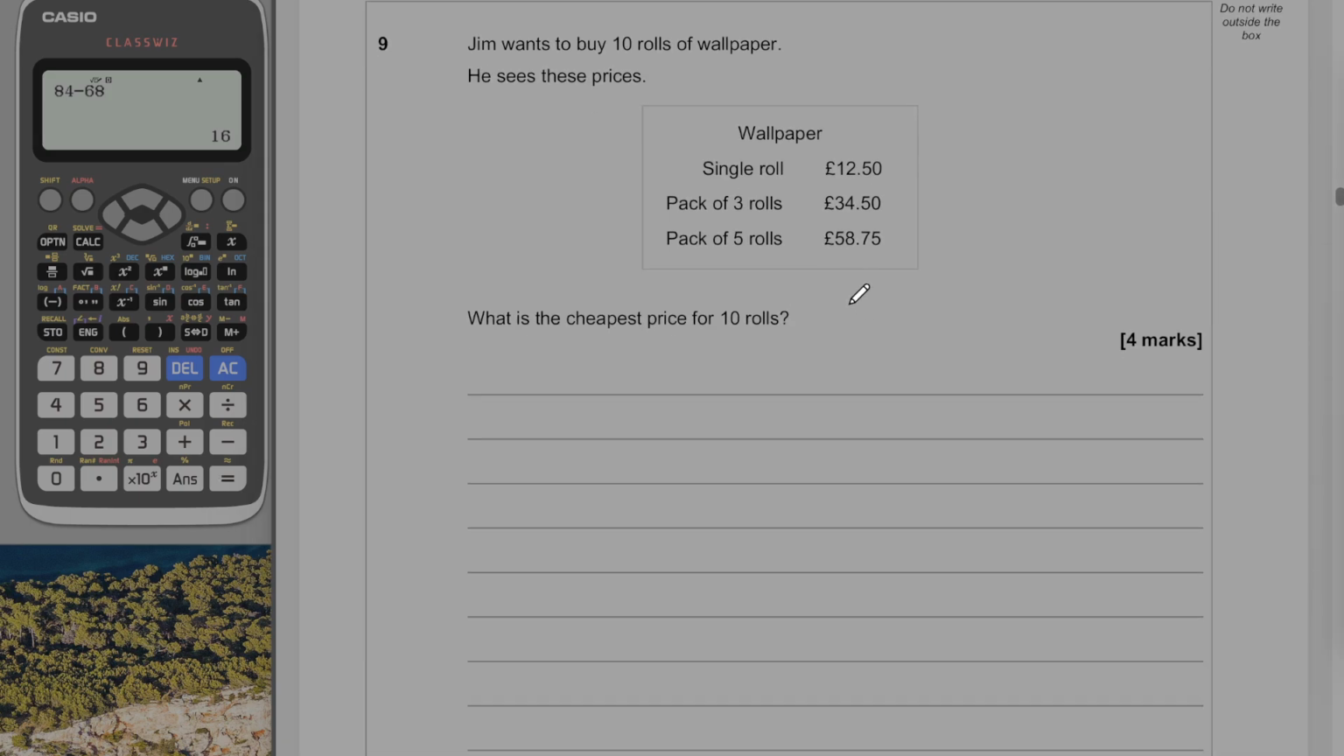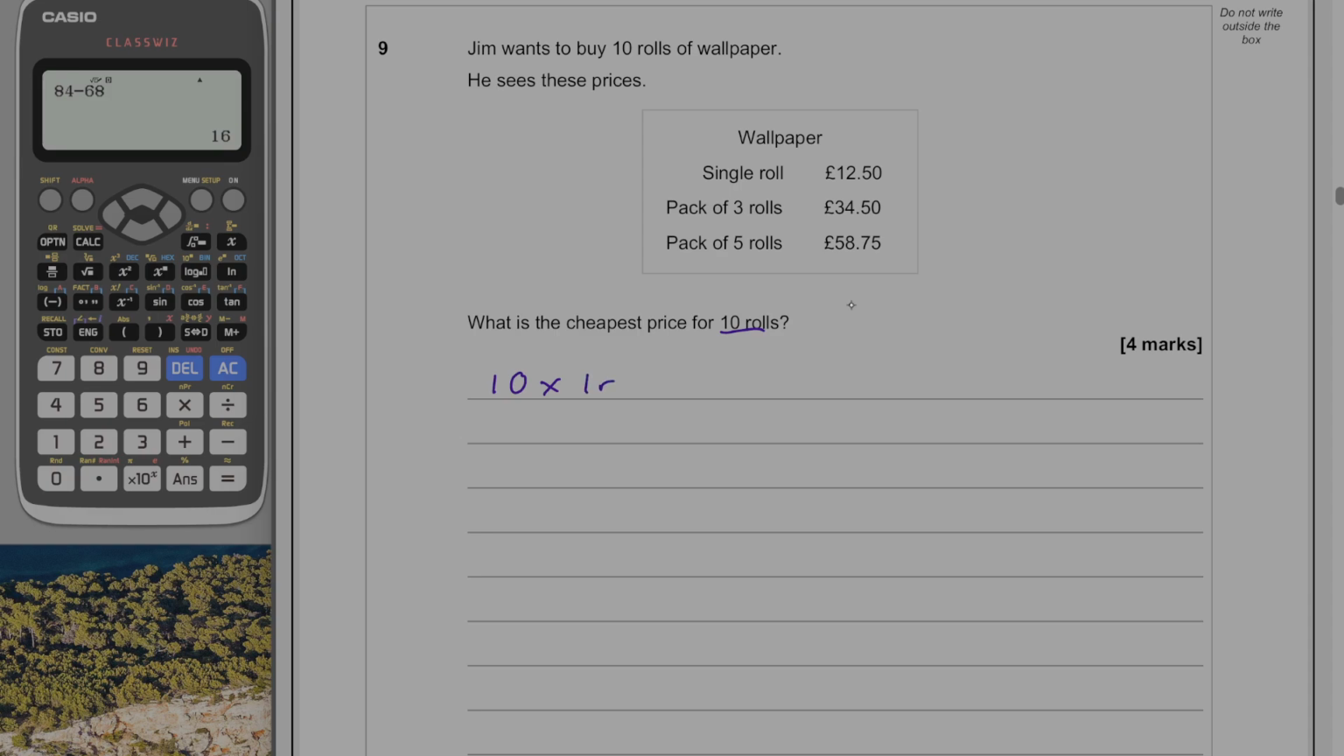Right, question 9. Jim wants 10 rolls of wallpaper. He sees these prices. Wallpaper, single roll, packs of 3, packs of 10. What is the cheapest price for 10 rolls? So it seems like a straightforward question, but that's actually quite a nasty question. Let's look at it. My options are I could have 10 lots of the one roll. So I'm going to say this is the one roll price.